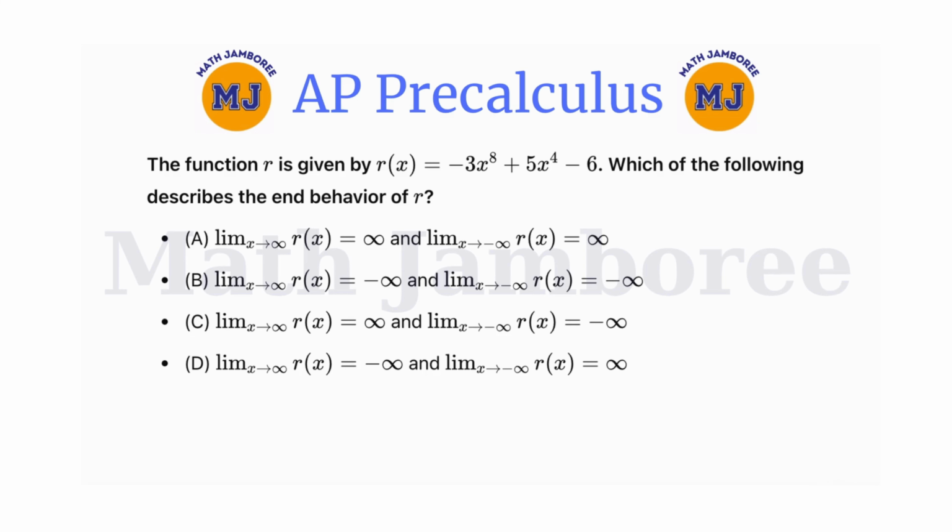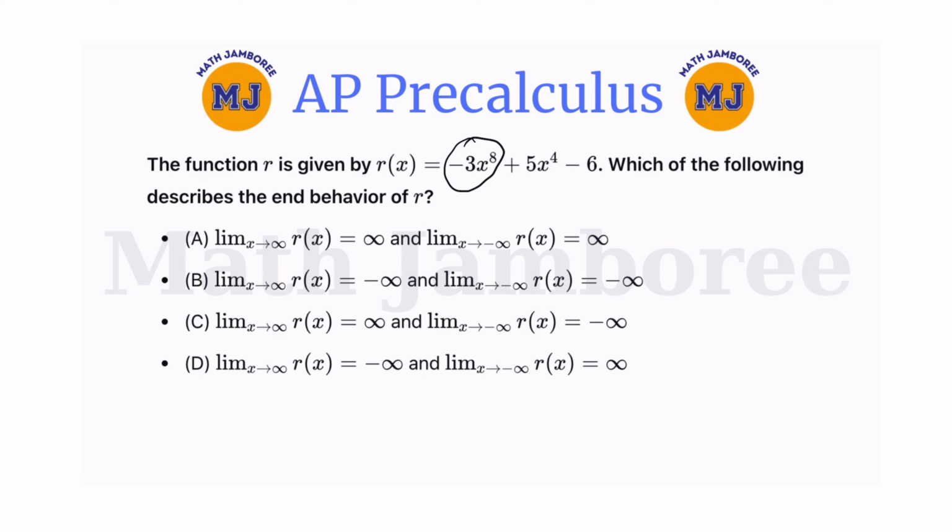So let's recall that the end behavior of a polynomial function is influenced primarily by the term with the highest degree, which in this case is negative 3 times x to the power of 8. So now let's understand how the leading term, negative 3 times x to the power of 8, dictates the behavior as x approaches positive infinity or negative infinity.